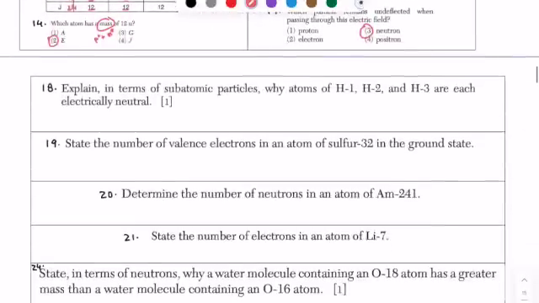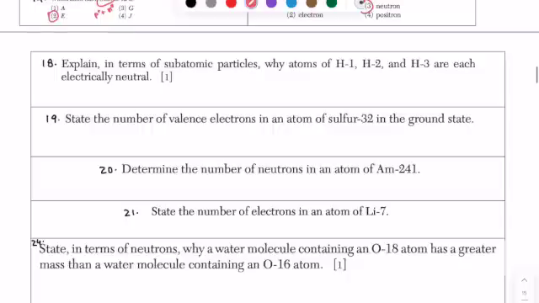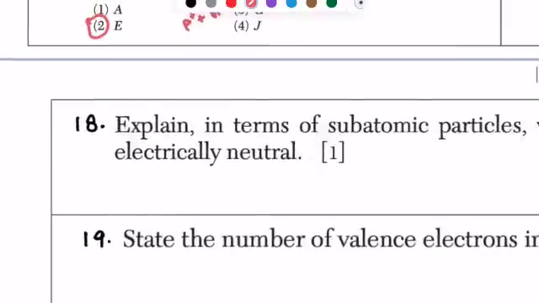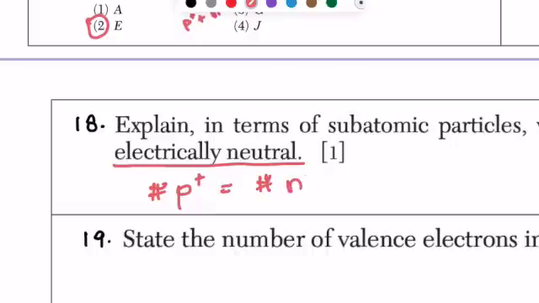Then we have some short response questions. Explain in terms of subatomic particles why atoms of hydrogen 1, hydrogen 2, hydrogen 3 are each electrically neutral. When we say an atom is electrically neutral, that means the number of protons is equal to the number of neutrons.